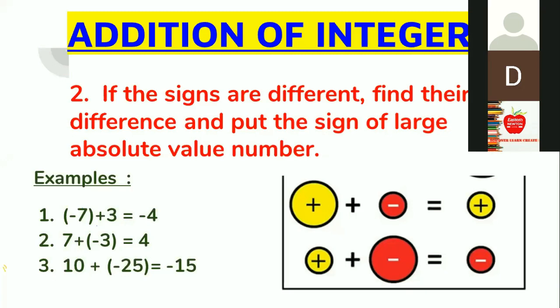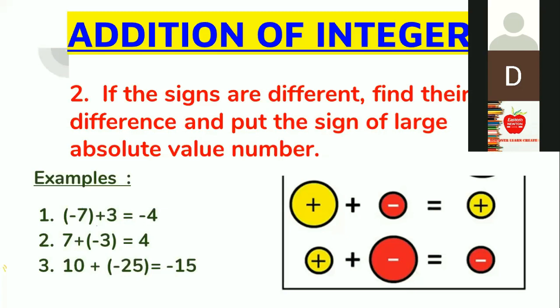If the signs are different, if two numbers have different signs, what do we have to do? Find their difference and put the sign of the larger absolute value number. So if one number is positive and the other is negative, that means the two signs are different. First, we simply subtract the small number from the large number, taking the small number in terms of absolute value. For example, -7 and 3.